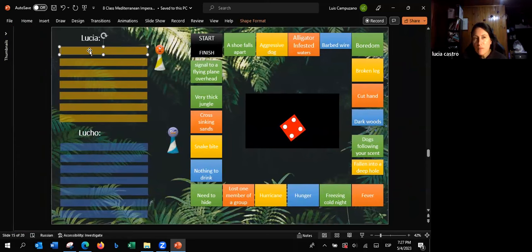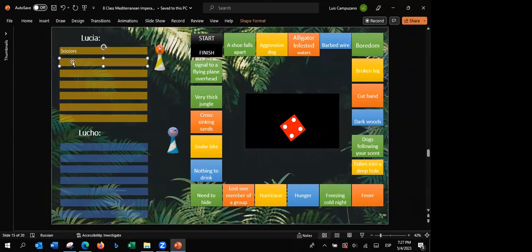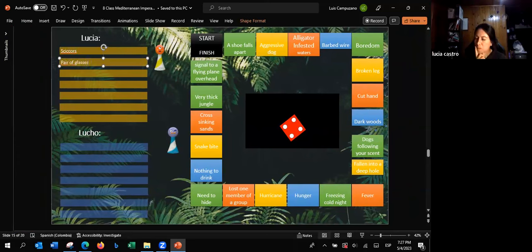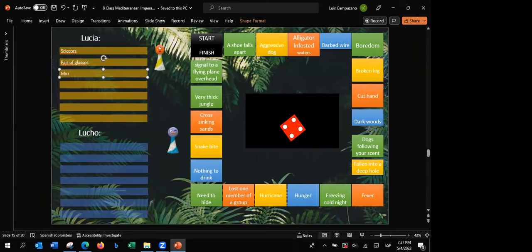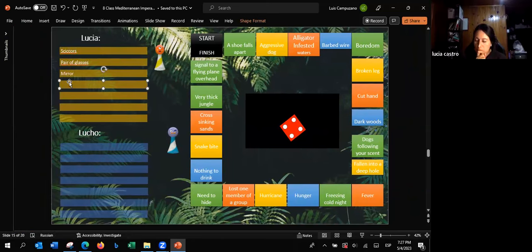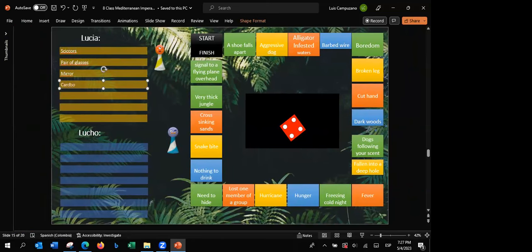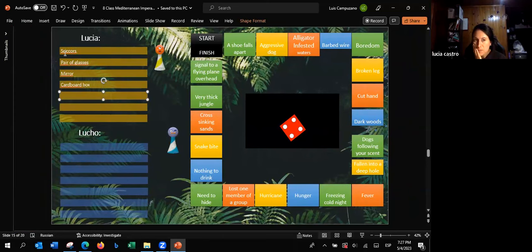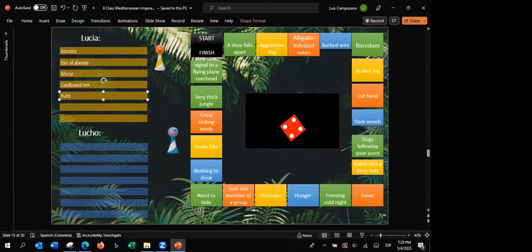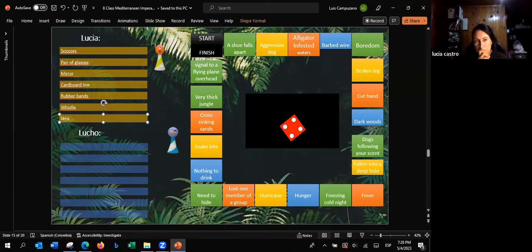Scissors. Pair of glasses, good choice. Mirror, good choices. Cardboard box. Rubber bands, okay. Whistle, okay. Newspaper, okay.